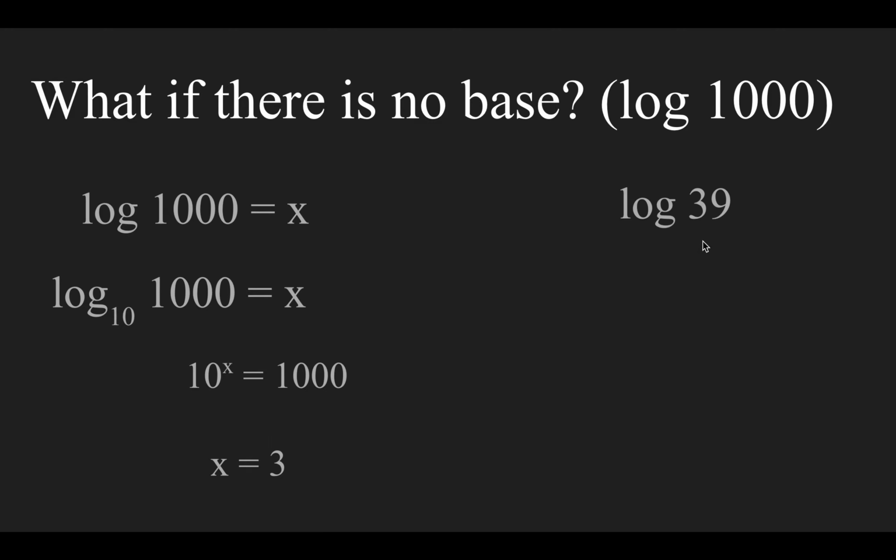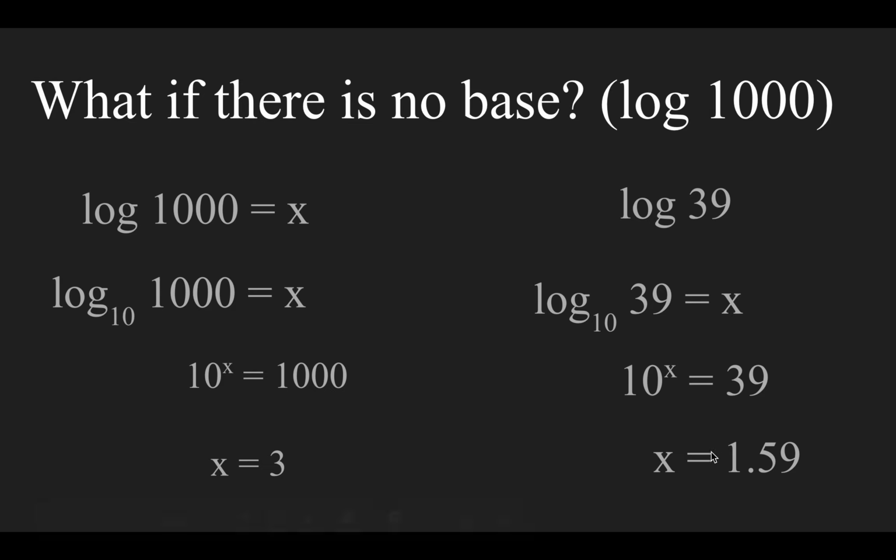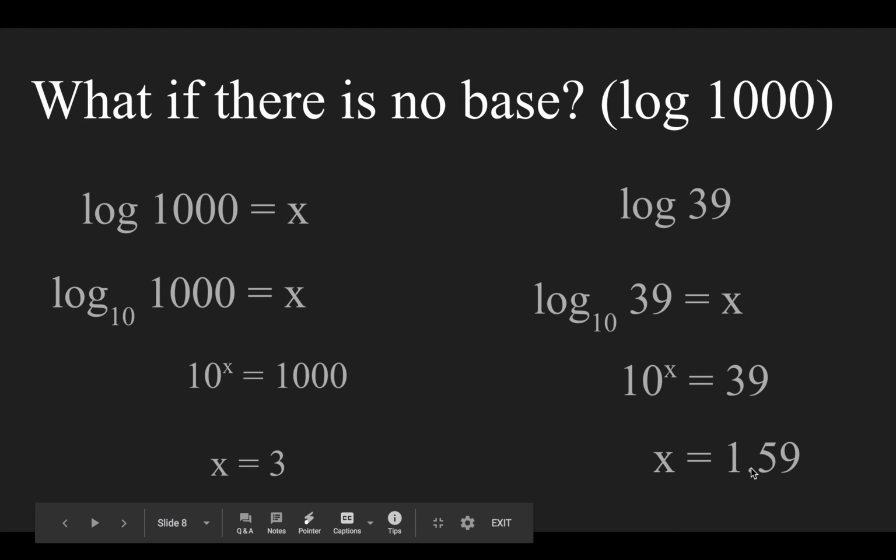So for example, something like this. If you just see this on a test, right? Log 39, literally 5 characters right here. And they just say solve. Well, you're going to put it in like this: log base 10, because it's assumed, of 39 equals x. And don't freak out because it's not going to be a whole number. It's still the same thing. 10 to the x equals 39. You can plug it in your calculator right here, and you're going to get x equals 1.59.